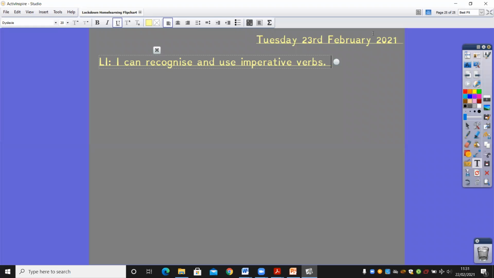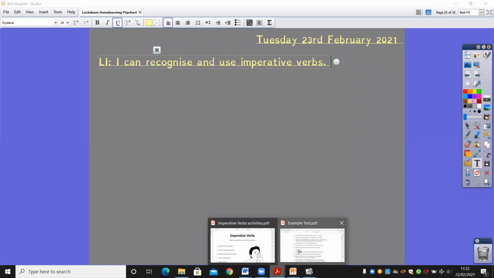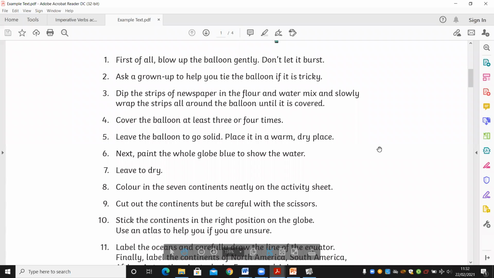Good morning, children. Today we are going to carry on looking at the instructional text, and specifically we are going to be looking at the type of words which are used in instructions. So we are going to be learning to recognize and use imperative verbs. Imperative verbs. So first, let's have a look at the text which you analysed yesterday at home.